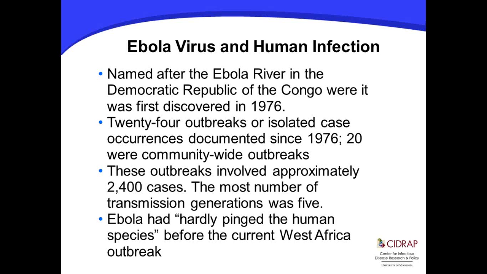Likely before 1976 such outbreaks also occurred, but because of the very sparse human population in equatorial Africa, it's unlikely that any of these would have been large outbreaks or ongoing and sustaining. When you look at the total number of people that were known to be cases in these 20 outbreaks, that was about 2,400. Most of the transmission was extremely limited. For the Ebola Sudan outbreak, there were probably 15 different generations, and that was it.